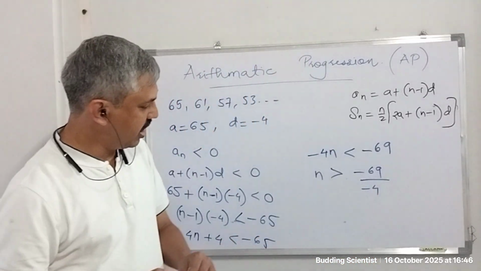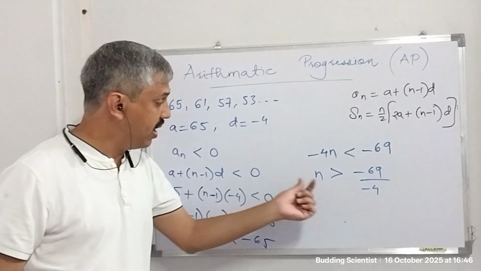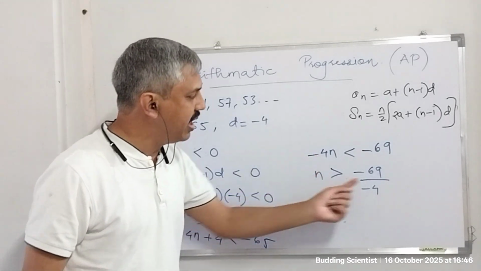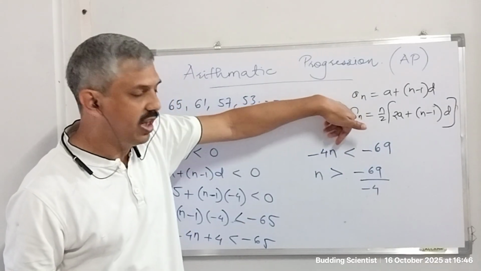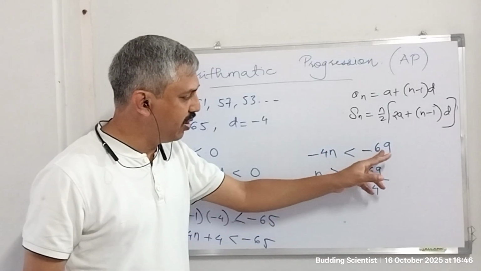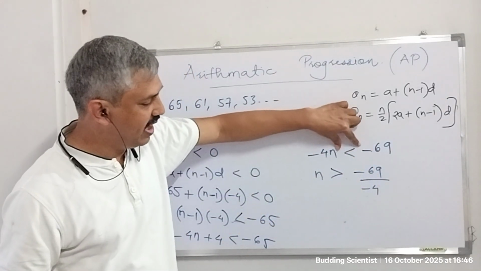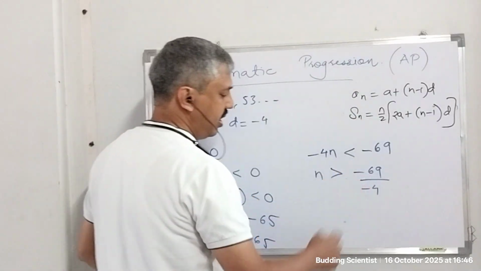Somebody might ask me, sir, यहाँ पे less than था, ये greater than क्यों हुआ? Greater than इसलिए हुआ है because whenever you divide by a negative number, then the inequation will change. Less than का greater than, greater than का less than हो जाएगा. माइनस से मल्टीप्लाई करोगे या डिवाइड करोगे तब ये सही लेस देन का ग्रेटर देन होगा, ग्रेटर देन का लेस देन होगा.